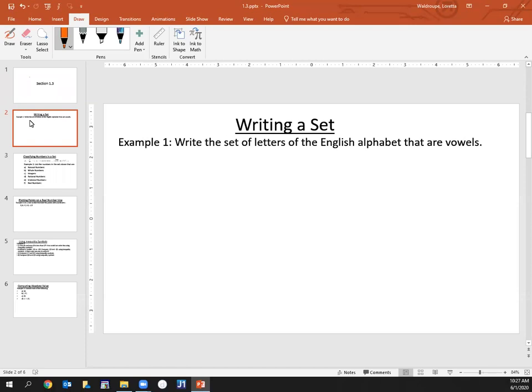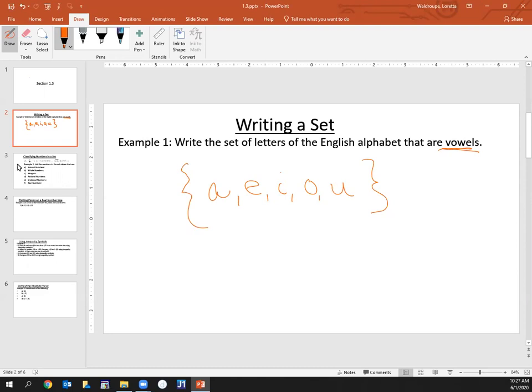When you're writing a set, you need to write the set inside the set symbol or brackets, which look like that. And they want us to list all letters of the alphabet that are vowels. Our vowels are A, comma, E, comma, I, comma, O, comma, and U. And that's it, you're done.